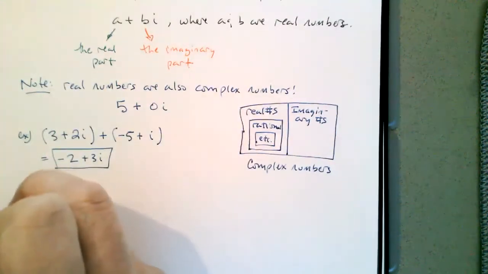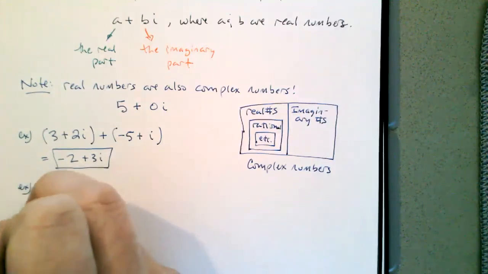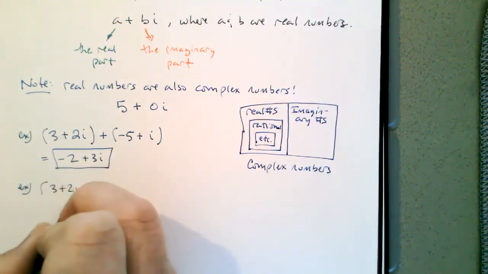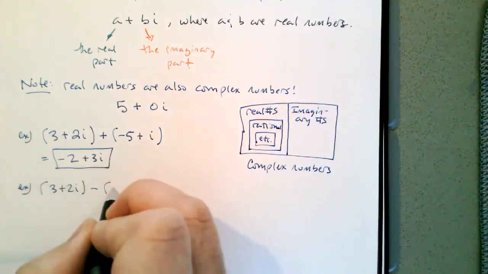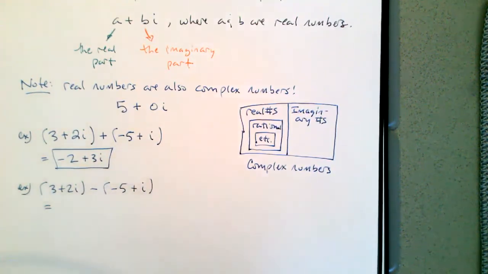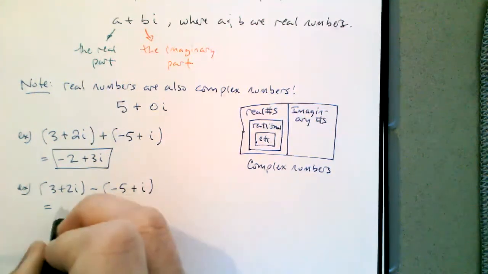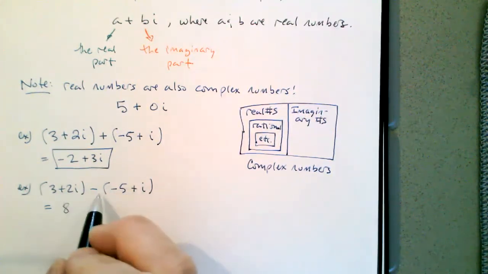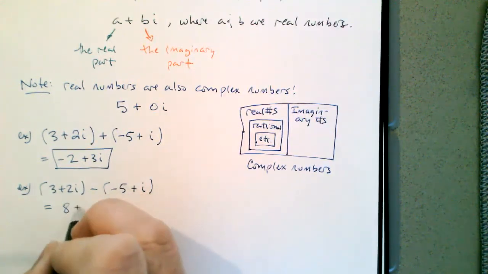We can subtract complex numbers. This requires our polynomial skills. But since our polynomial skills are just number skills, we know how to deal with that. 3 minus a -5, that's 3 plus 5, 8. And 2i minus i is plus 1i.